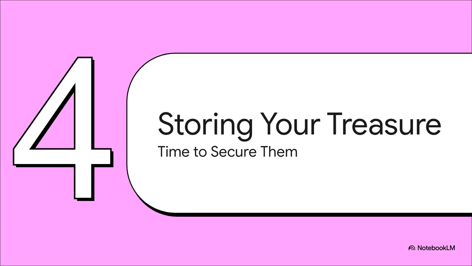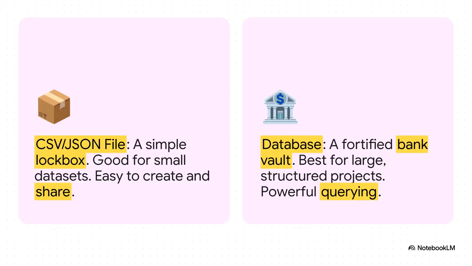Fantastic. You've outsmarted the guards, you've navigated the maze, the data is yours. But the final, crucial step of any successful heist is actually securing the loot. You have to get it somewhere safe. This brings us to choosing your safe. For a small job, a simple lockbox, like a CSV or a JSON file, is going to work just fine. It's easy, it's quick. But if you're pulling off a massive, ongoing operation, you're going to need a fortified bank vault. That's your database. It gives you security, scale, and really powerful ways to sort through your treasure later on.